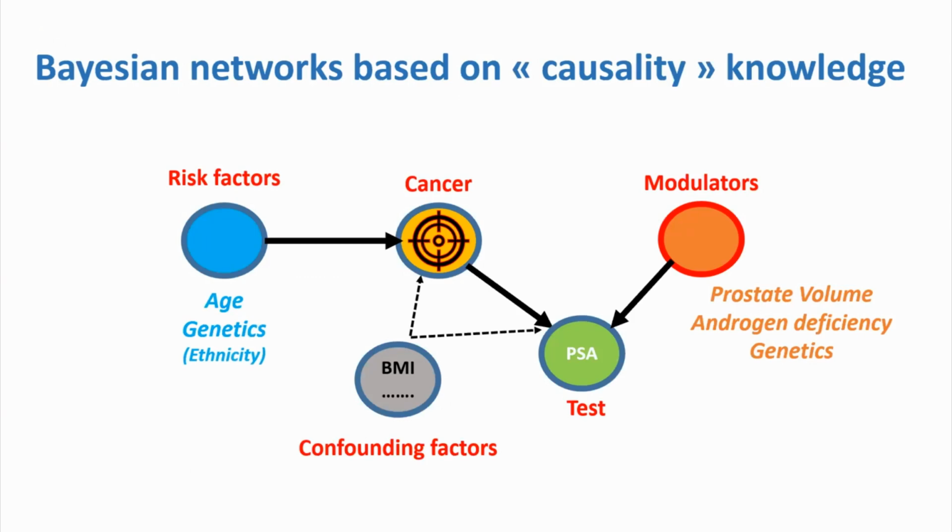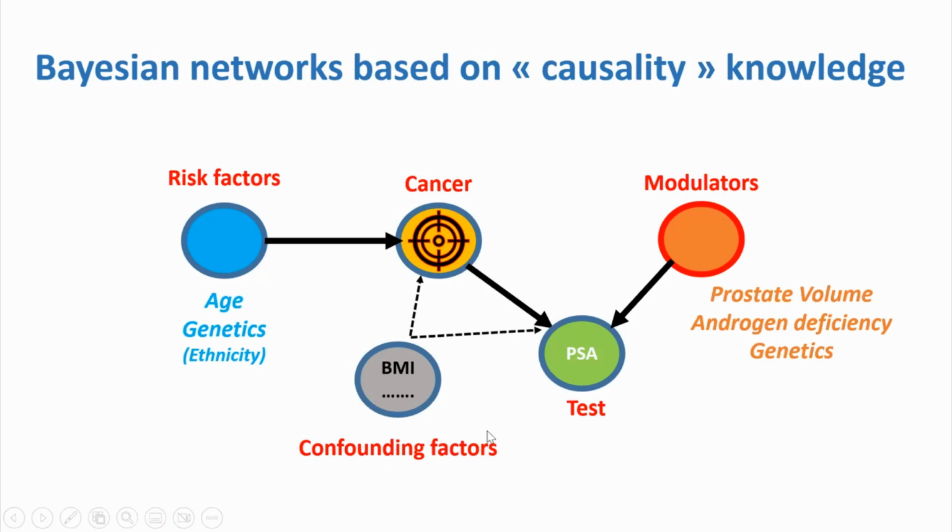using prostate-specific antigen. It is possible to construct a graph, a Bayesian network, introducing risk factors, age, genetics, the target, the test, prostate-specific antigen, but also modulators of prostate-specific antigen. You see that: androgen deficiency, for example the use of 5-alpha reductase inhibitors, but also intrinsic genetics of prostate-specific antigen.